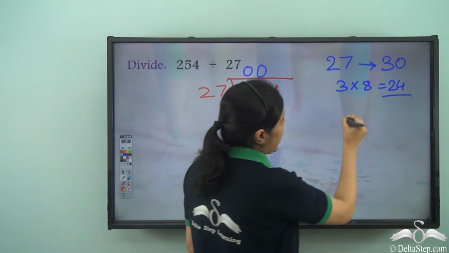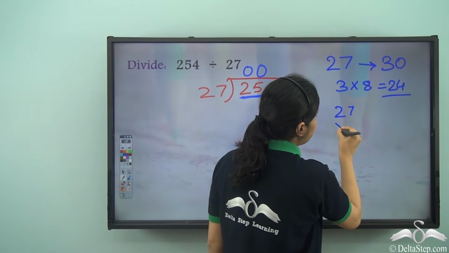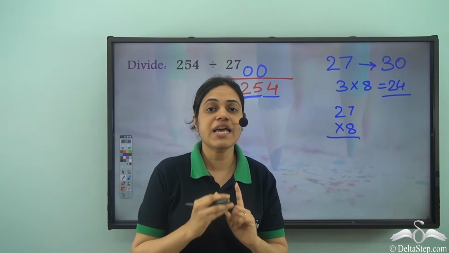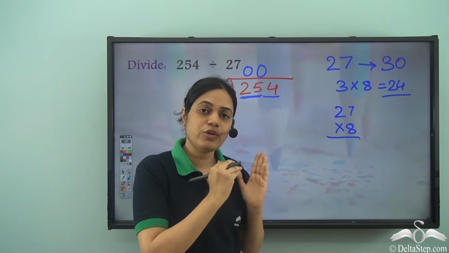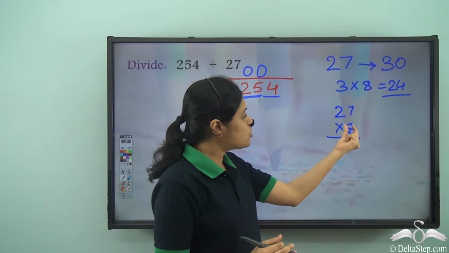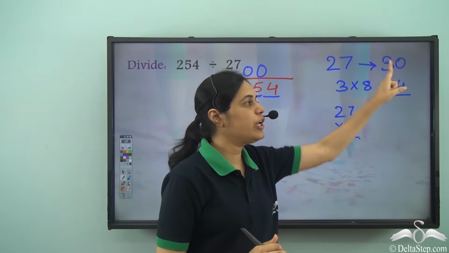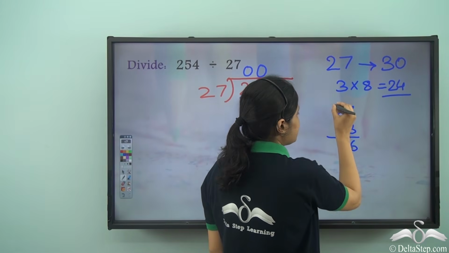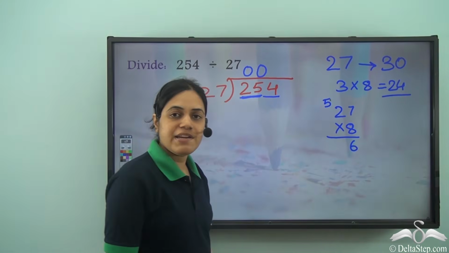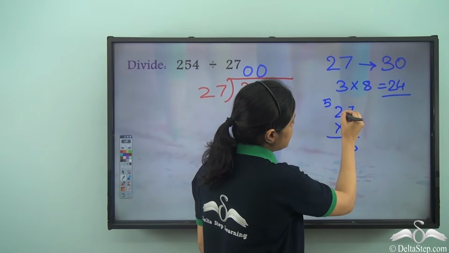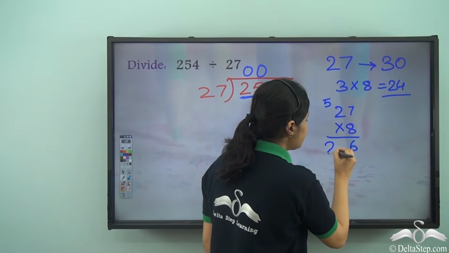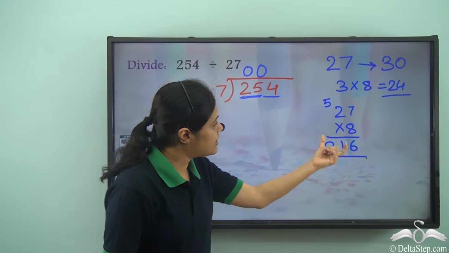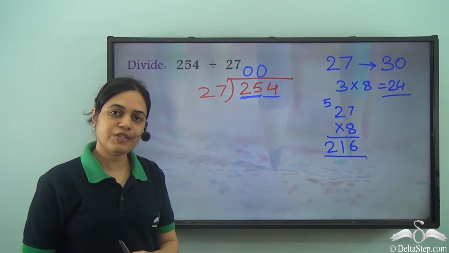So for that, I need to multiply 27 by 8 and check. So remember, this 8 is just an estimate, because we don't want to try out all the possibilities. So we take this 8 by rounding off to the nearest tens. Now 8 into 7 is 56. So I have 6 here and 5 carry. 8 into 2 is 16. 16 plus 5 is 21. So I have 216. Now 216 is less than 254.